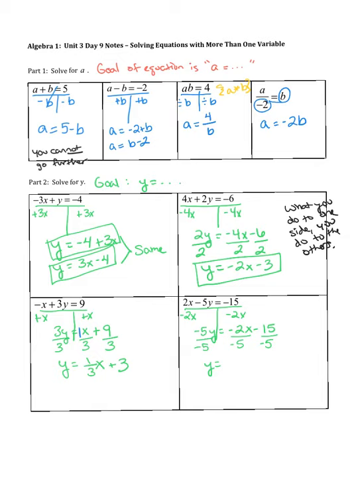Can I reduce this at all? No, I can't. There are no common factors with 2 and 5. But a negative 2x over negative 5 is a positive 2x over 5, because a negative divided by a negative is a positive. A negative 15 divided by a negative 5 is a positive 3.